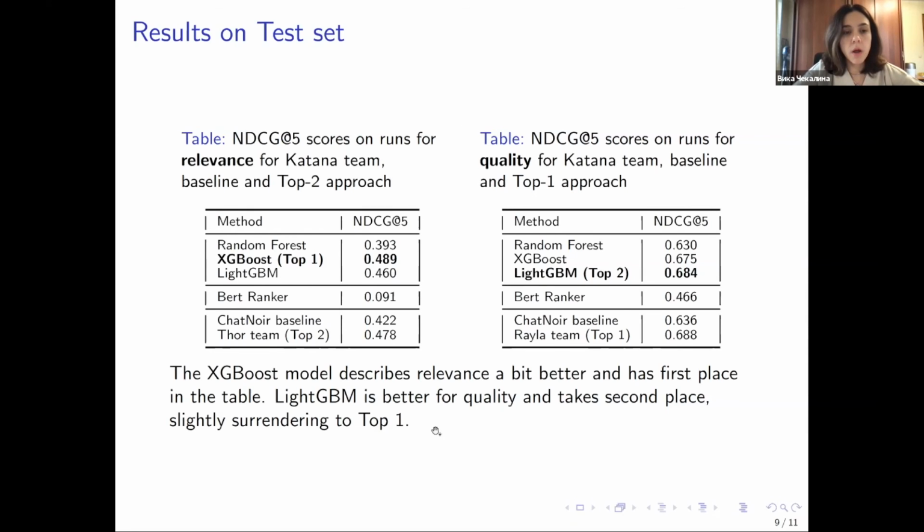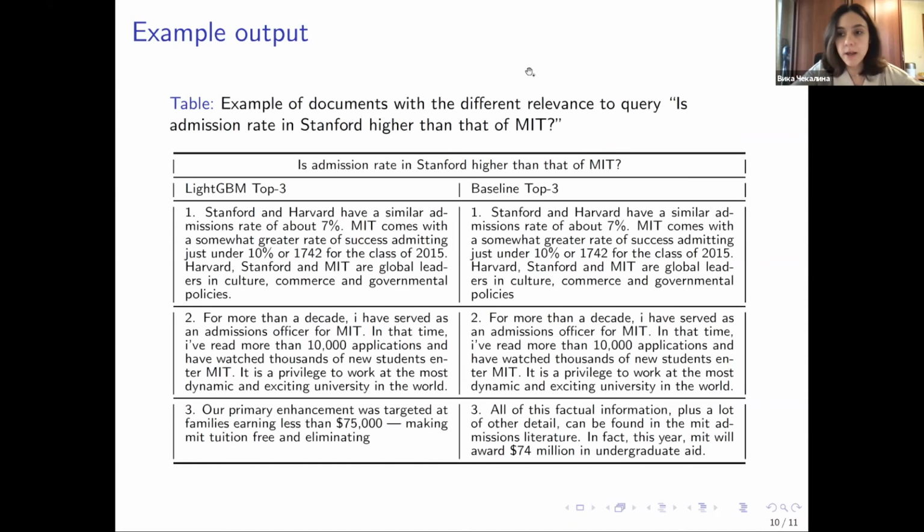So there is an example of the output. The question is: is the admission rate in Stanford higher than that of MIT? In the left column, there is LightGBM top 3 output. And in the right column, this is the baseline top 3 output. So yeah, I think I should go to the next slide, and you can see this slide more precisely later.